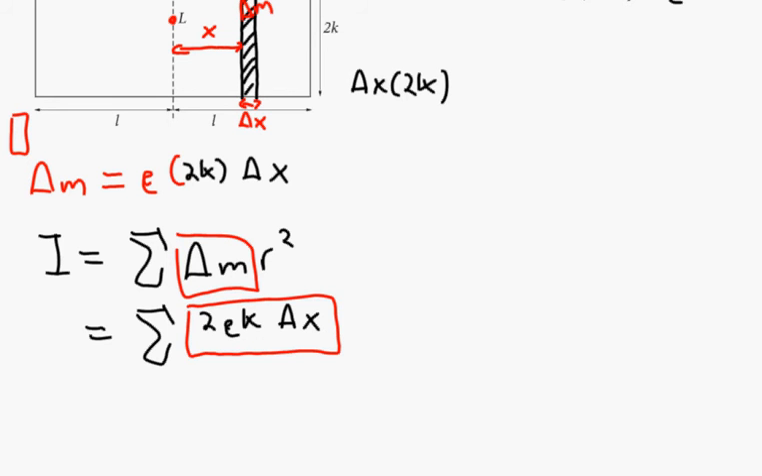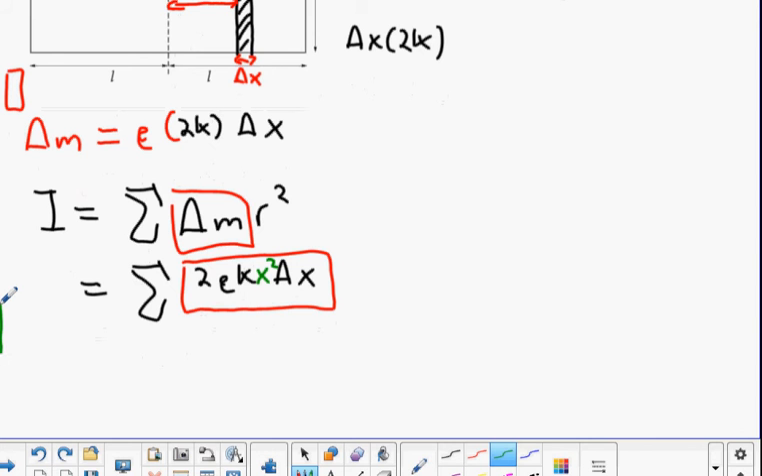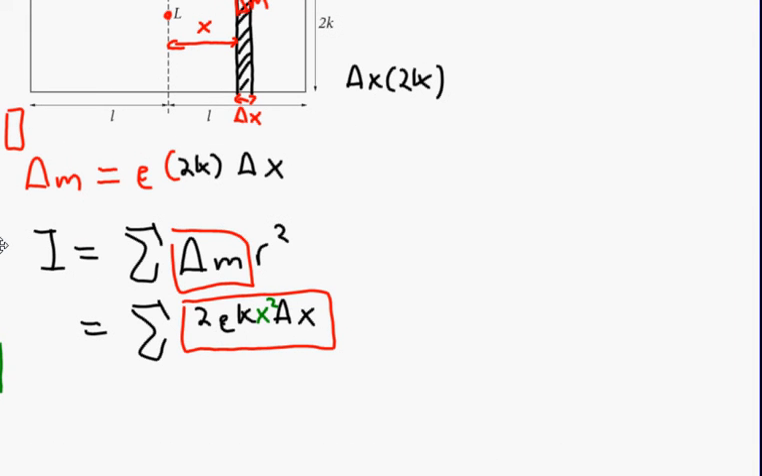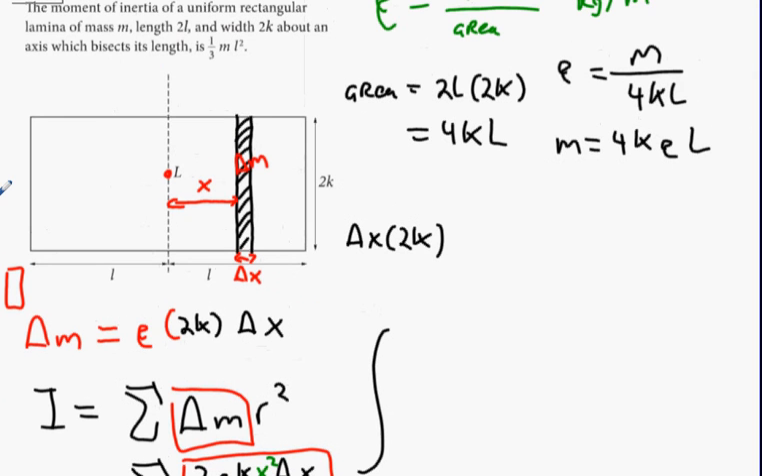I left out the r squared, but the r is known as x squared. The only thing we're about to integrate, okay? So we have to figure out what is the variable we're actually integrating. If I look up the top now, can anybody tell me the limits I'm going to use? Remember, the axis of rotation is dead center. This one here is the axis of rotation. So what are the upper and lower limits? Plus L to the right, minus L to the left. So plus L to minus L.